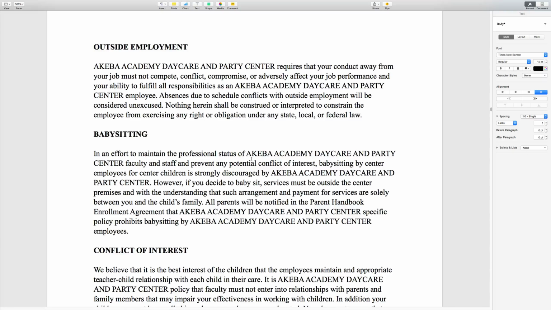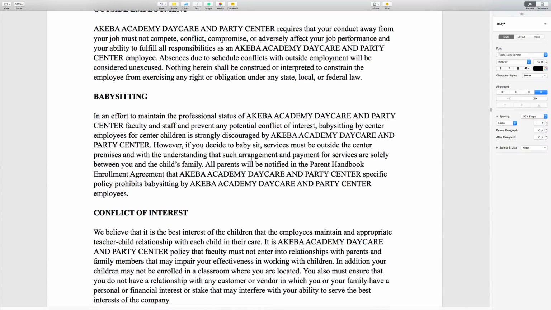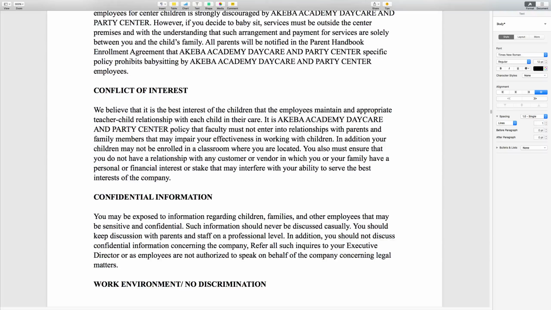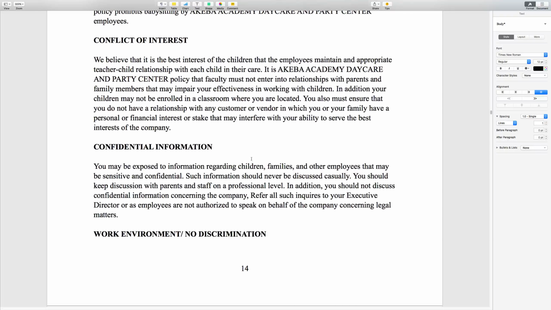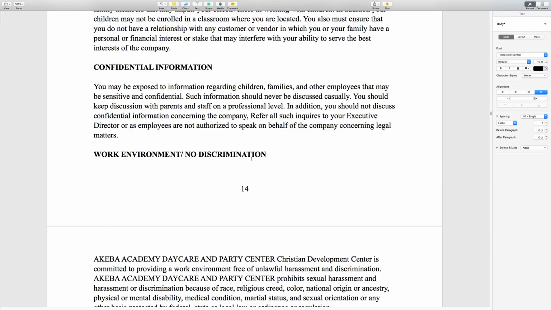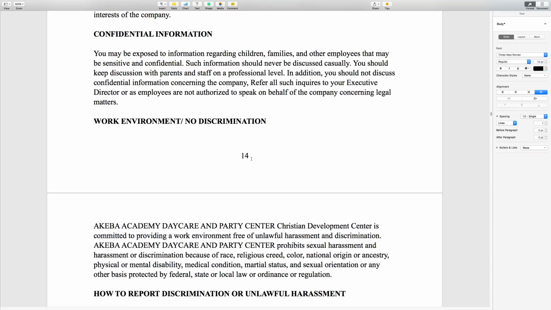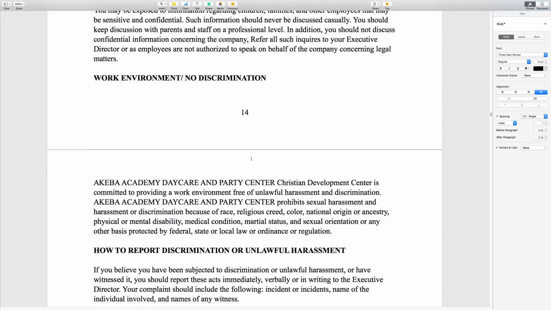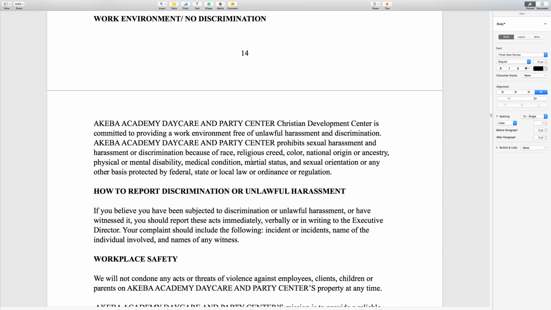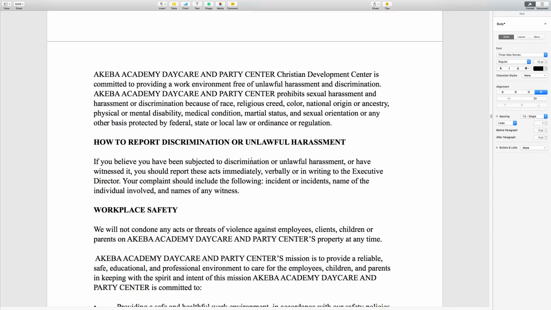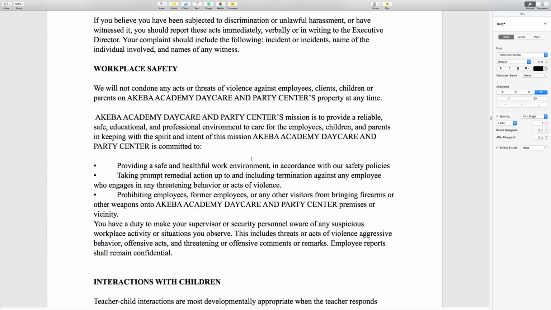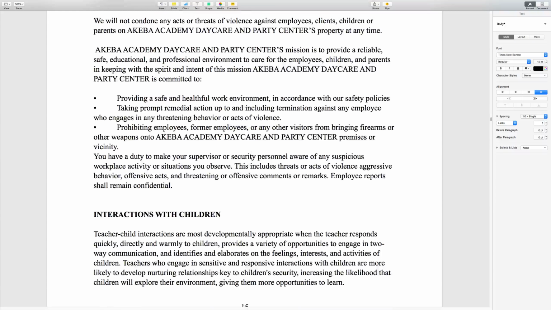Outside employment, this is where you want to be clear, where they understand that they cannot work as a babysitter for your parents. You let them know what's a conflict of interest for working for people who may be a conflict of interest. You let them know about the confidential information that they're being exposed to is for your center only, not to be taken outside of the business. Work environment, let them know that you don't discriminate. Workplace safety, that you do not condone acts or threats of violence against employees.